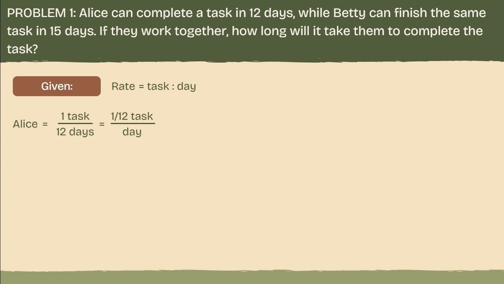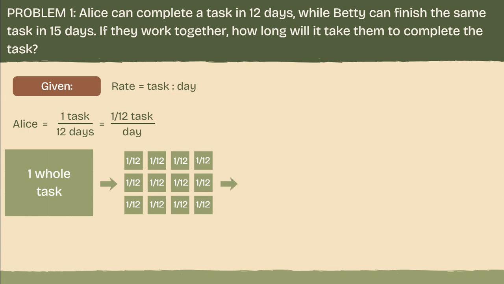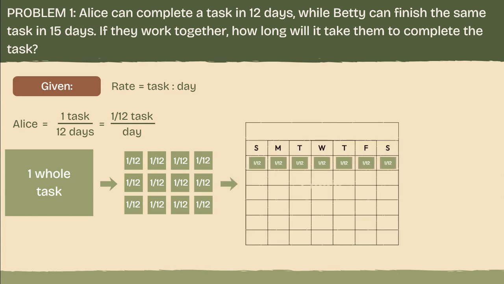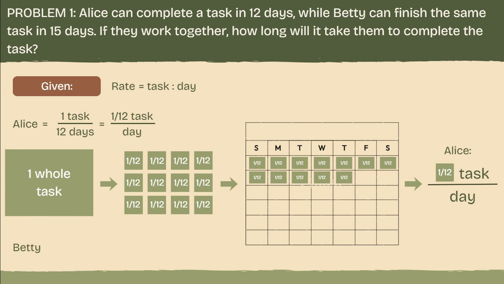How? Let us say this rectangle represents one whole task. Let's divide it into 12 equal parts and distribute it evenly over 12 days. As you can see, Alice completes one of those parts each day, which is equivalent to 1/12 of the task. We use the same idea for Betty. She completes 1/15 of it per day. You can use any of these forms in solving work rate problems.